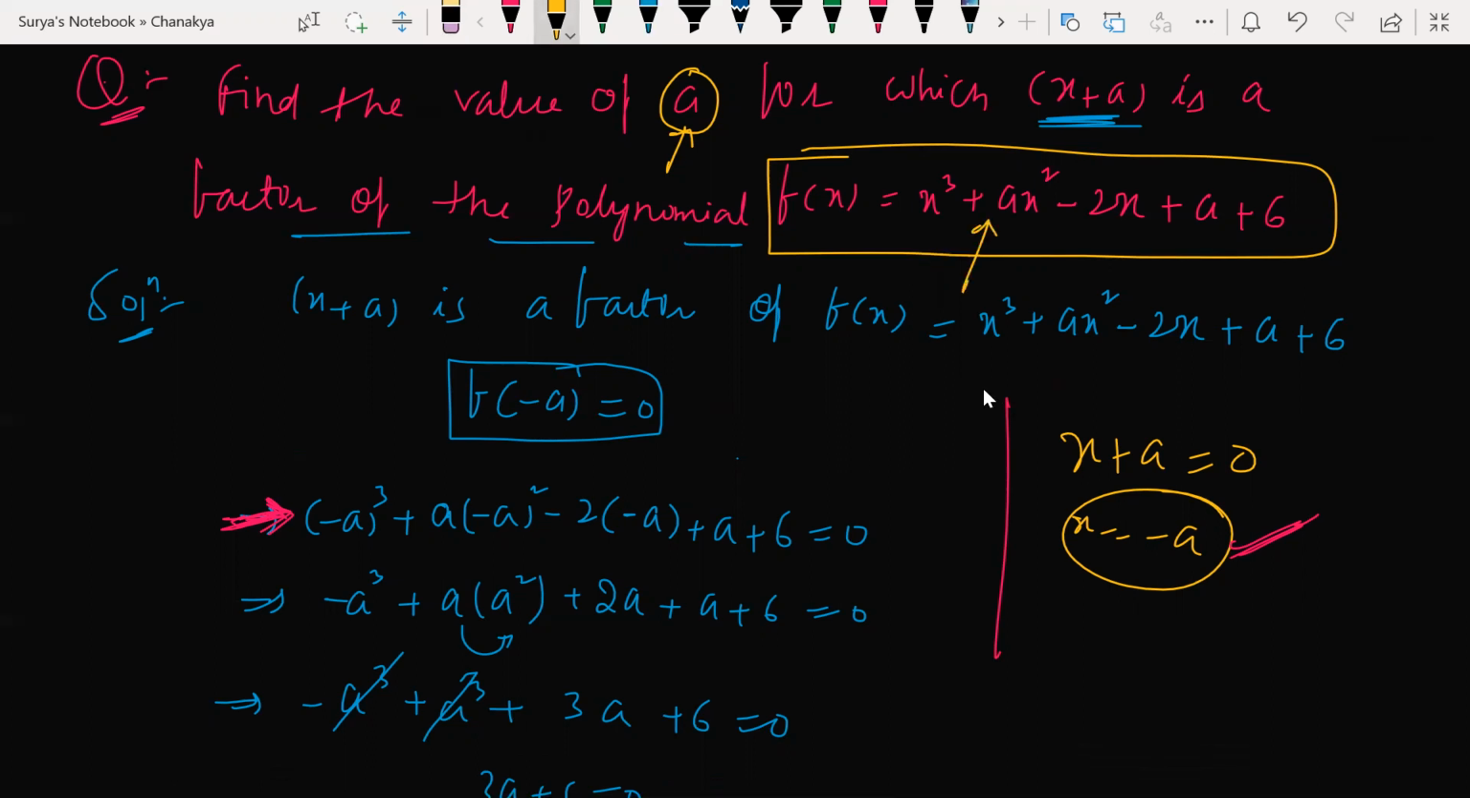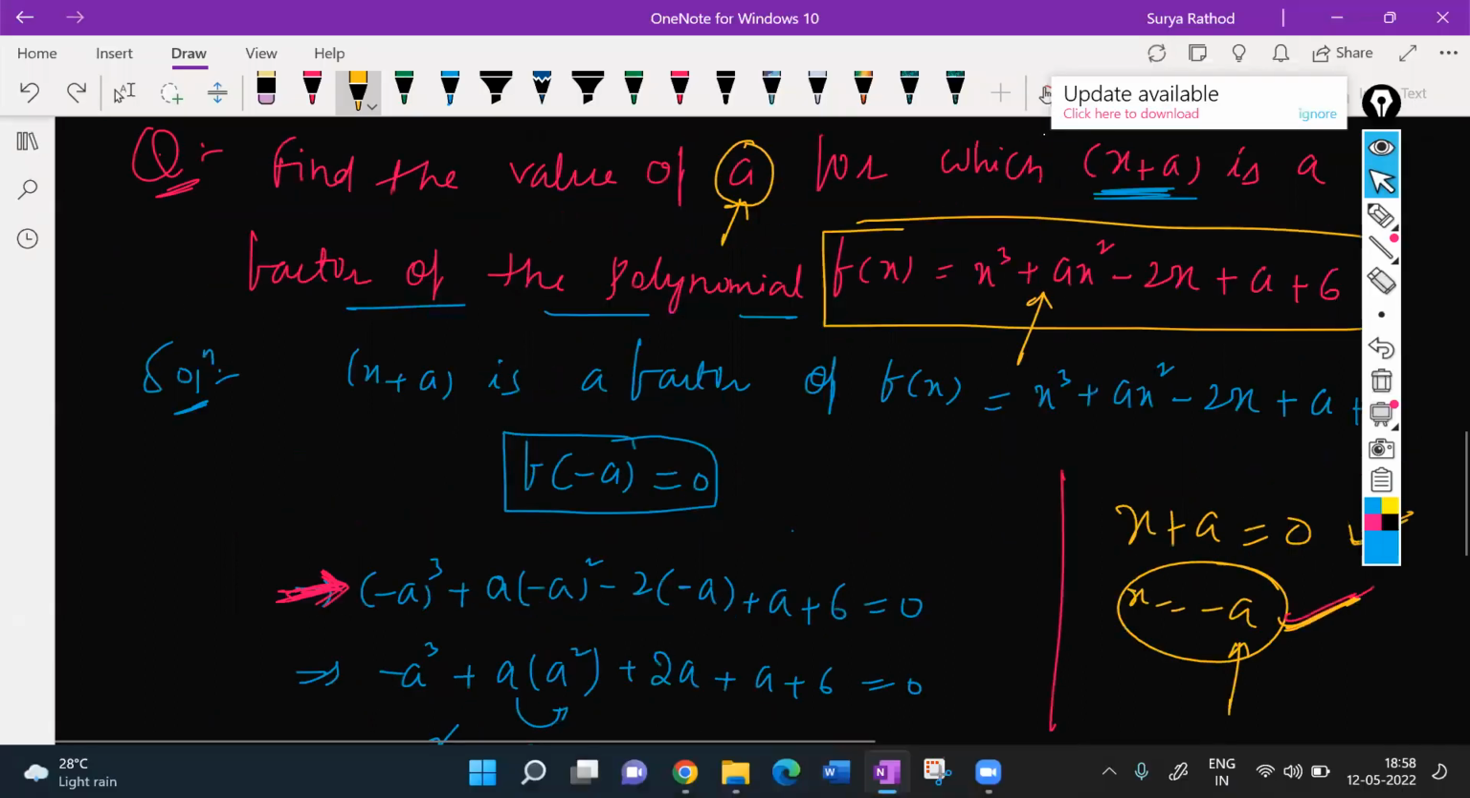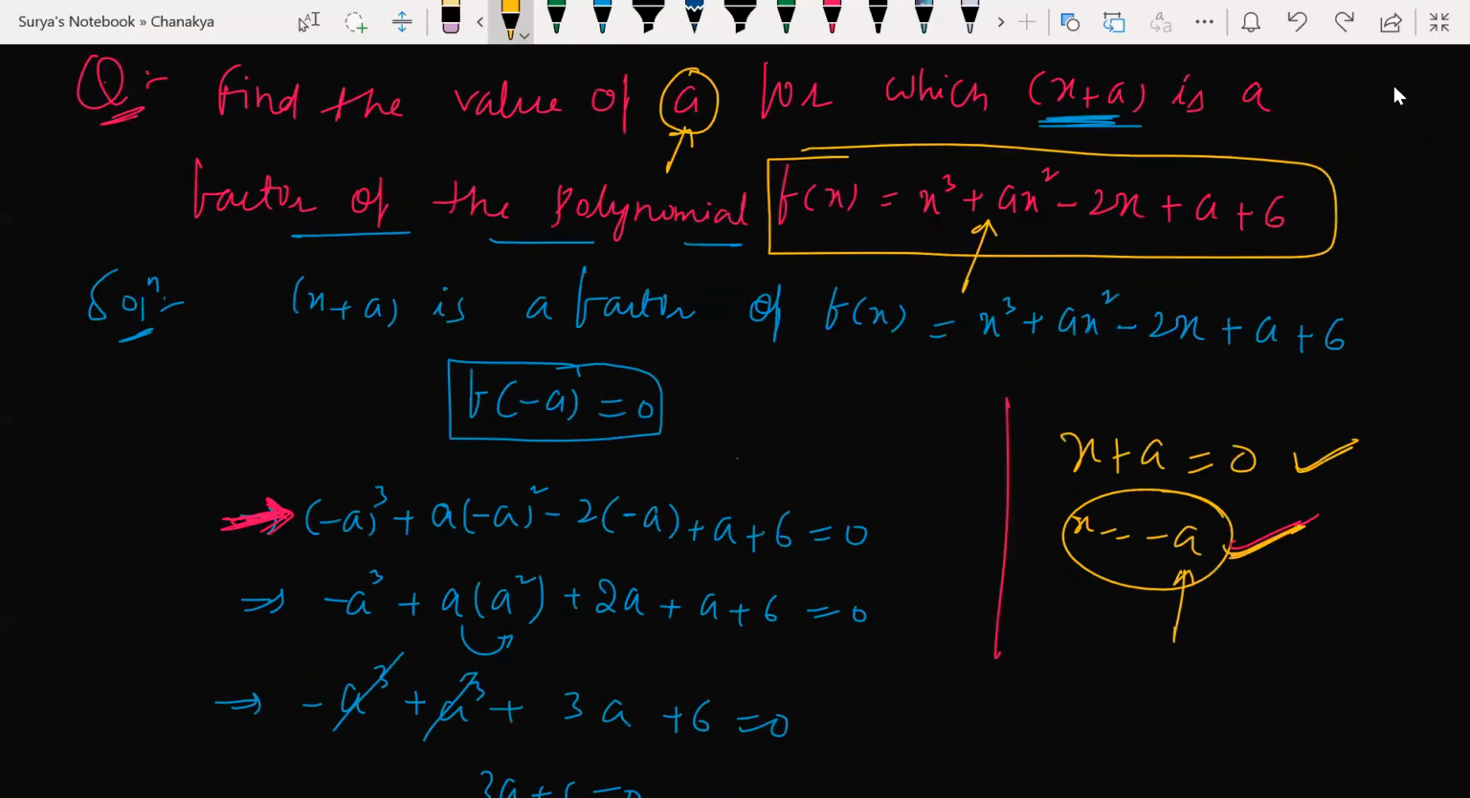What is the factor given to you? x plus a. Sir, how do you substitute x plus a in a given polynomial? Beta, by equating it to 0 like this, so that you will get x value as minus a. That minus a I will be substituting in place of x. Wherever you have x, look at this, wherever you have x, I'll be taking minus a, beta. Correct? Understood my point? Understood or not? Yes, sir.